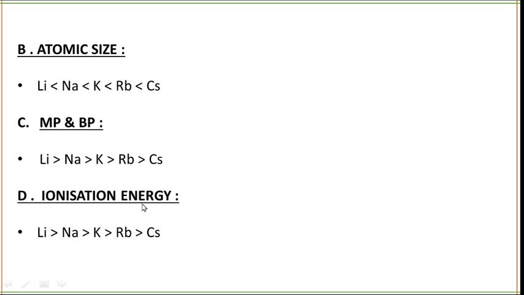Fourth point is ionization energy. When you move along the group from lithium, sodium, potassium, rubidium to cesium, atomic size increases and ionization energy decreases, because you know ionization energy and atomic size have an inverse relationship. That's why the size of lithium is very small and the ionization energy of lithium is very high.